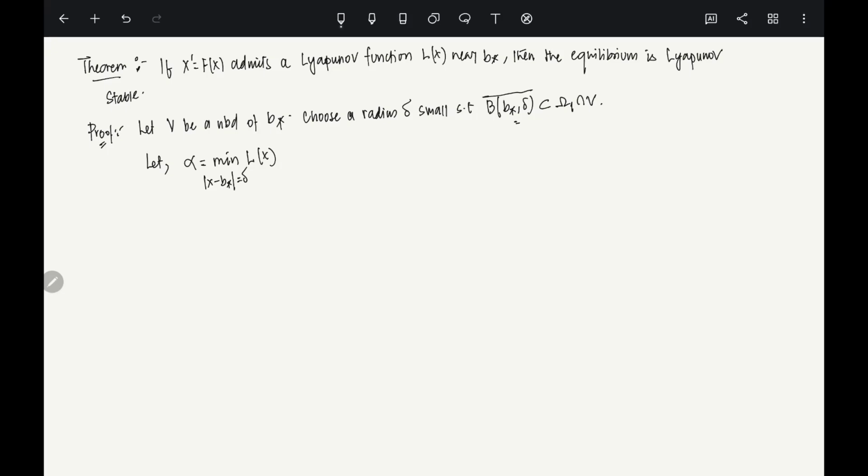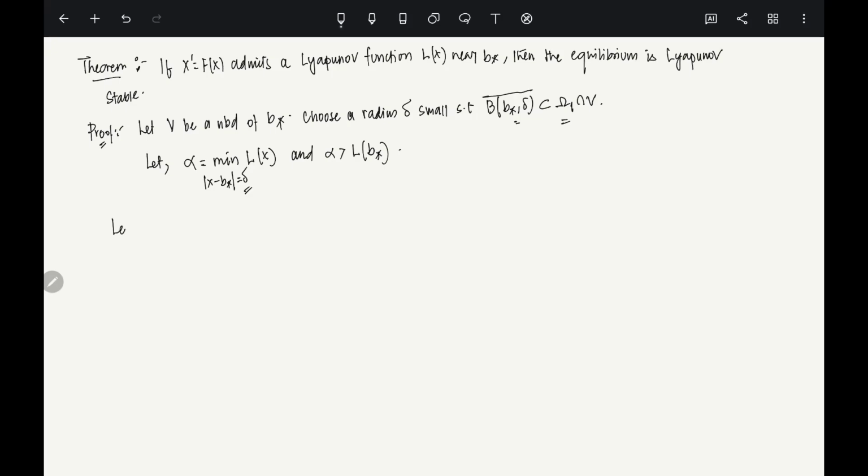Why does it exist? This exists because L is assumed to be continuous, and a continuous function on a compact set assumes a minima. So that's your alpha. I hope this is fine, what I wrote. Of course, alpha will be greater than L of B star. I hope this is clear. Why? Because B star is the minimum of L on omega 1, and since this ball is in omega 1, alpha has to be greater than L of B star, because L of B star is the minima.